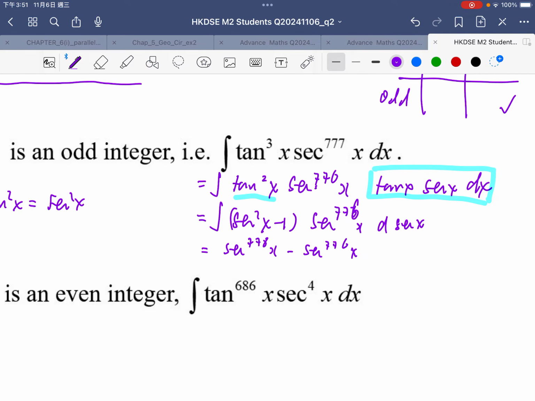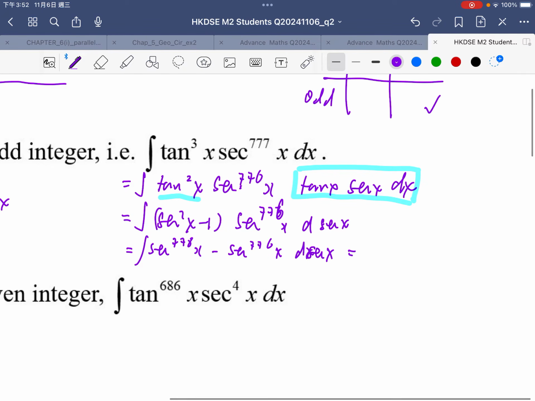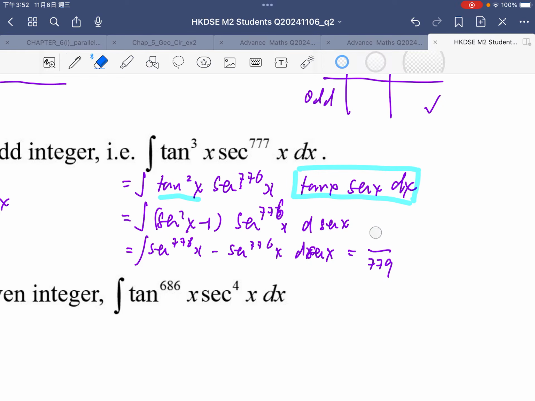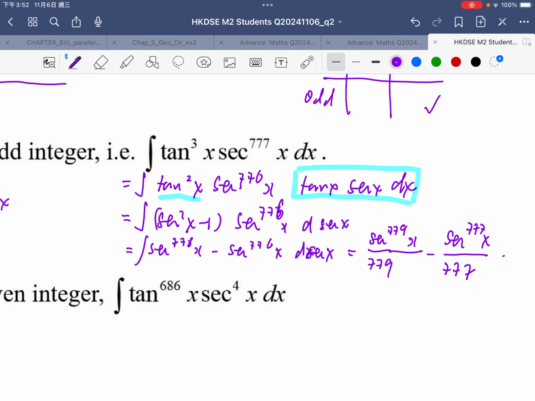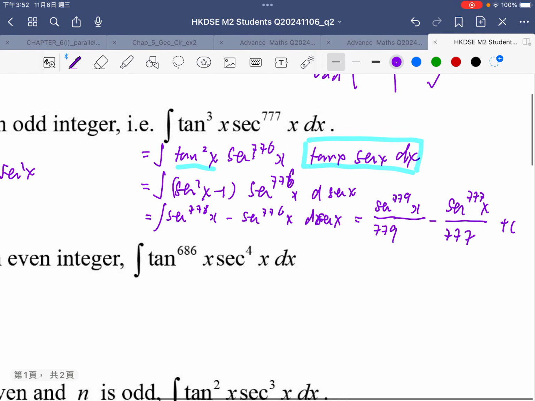Now we successfully do the integration of this form. The result is secant to the 9 x over 9 minus 2 secant to the 7 x over 7, plus c. Okay.